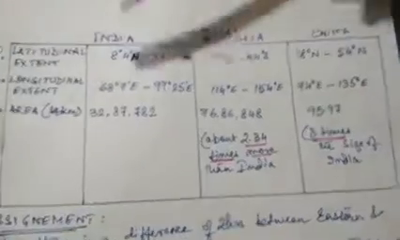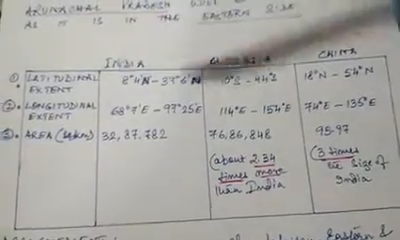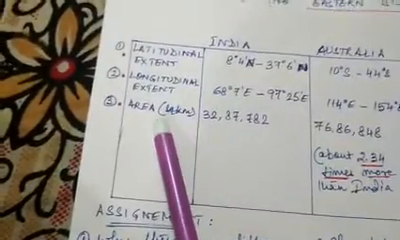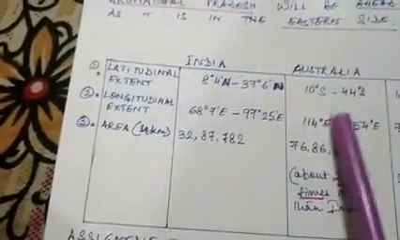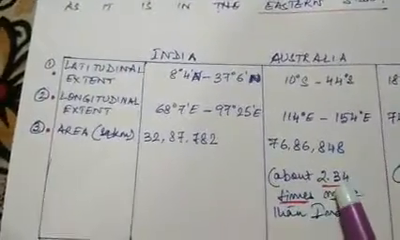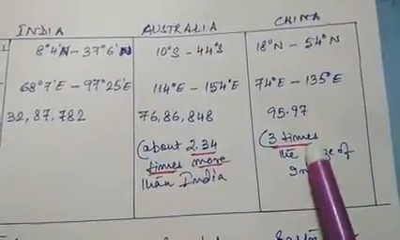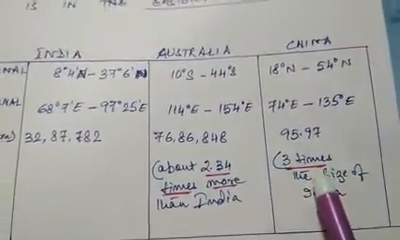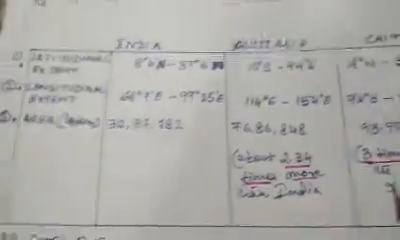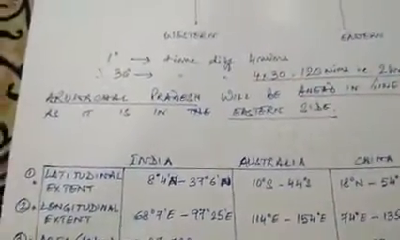Now, next you have a tabular form that compares India, Australia and China. What do they compare? The latitudinal extent, the longitudinal extent and the area. These have to be learned up. If you look at the area, then area-wise Australia is bigger than India. How much bigger? 2.34 times. China is 3 times bigger than India in size, in area. Okay? So your entire chapter 1 of this class 12 is summed up over here.